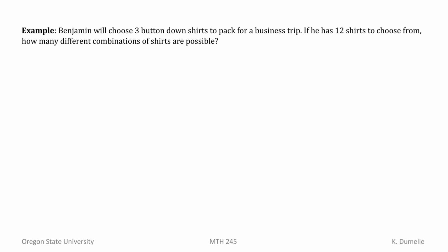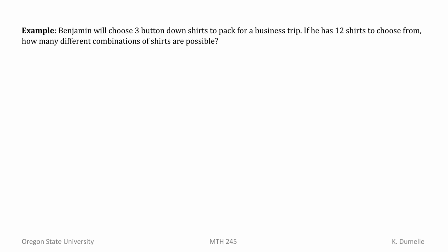All right, in this video, we are going to determine the number of combinations possible using the combination formula. Here we have Benjamin. He's going to choose 3 button-down shirts to pack for his business trip. He has 12 to choose from. So how many different combinations of shirts are possible?